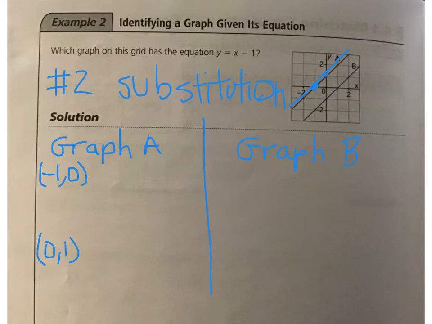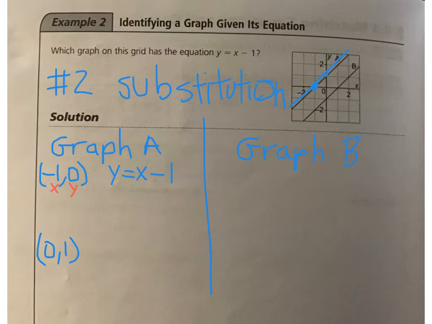So how it works is you take your equation, so y equals x minus 1, and remember a point has two parts to it. So this is the x coordinate and this is the y coordinate. So in the equation where the x coordinate is, I'm going to sub in the x value. Where the y coordinate is, I'm going to sub in the y value. And then I'm going to check if the statement that's left is true or false after I simplify.